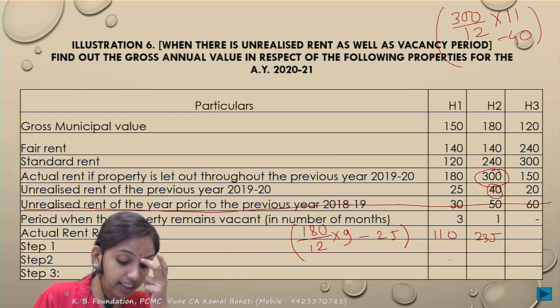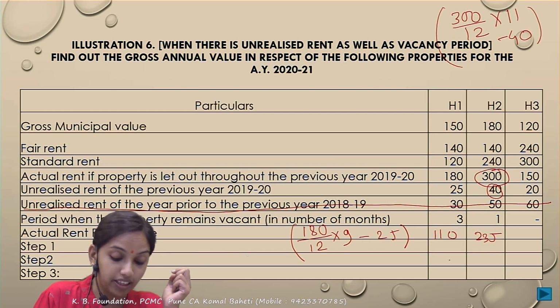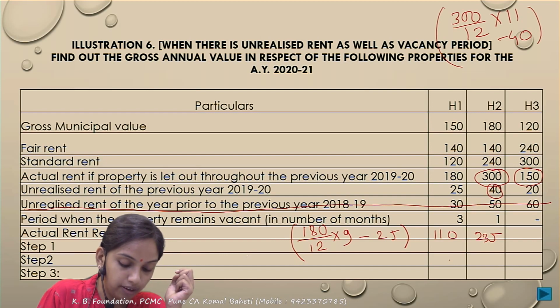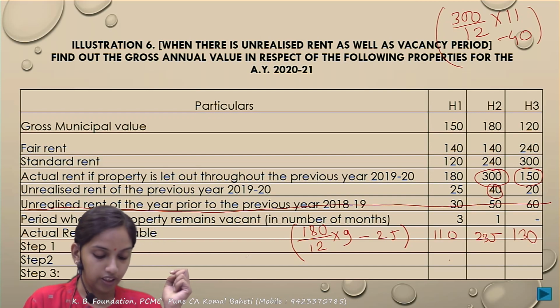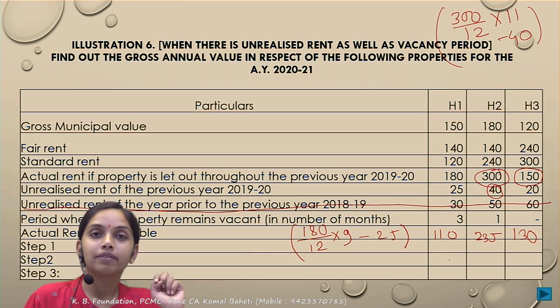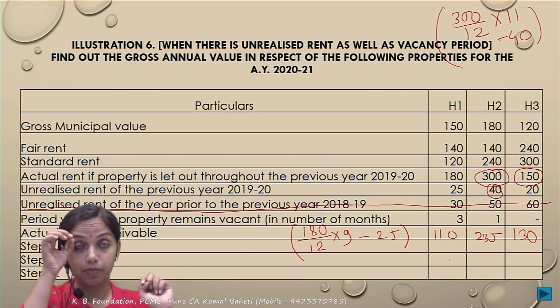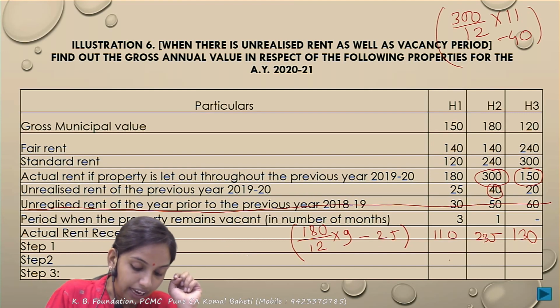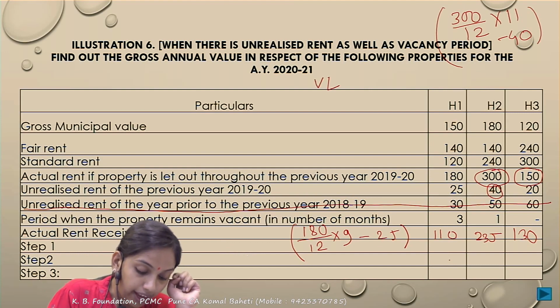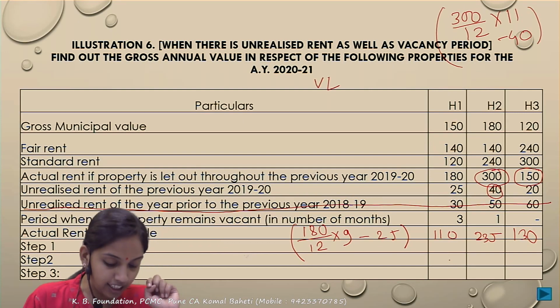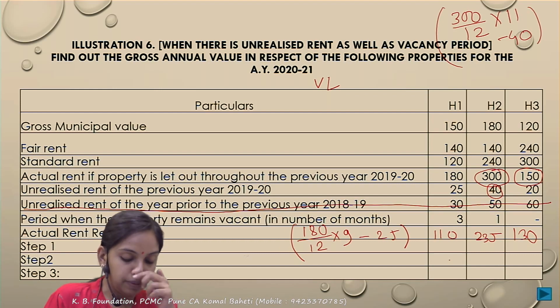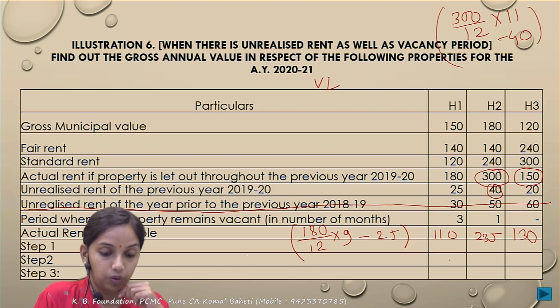Next, in the third case, there is no vacancy loss, but there is unrealized rent. So annual rent 150 minus 20. So it comes to 130. That is actual rent receivable. Now we'll go one by one, step 1, step 2, step 3. And we also calculate the vacancy loss. How much is the vacancy loss for house 1? So it will be easy for us in the calculation. How much is the vacancy loss for house property 1?